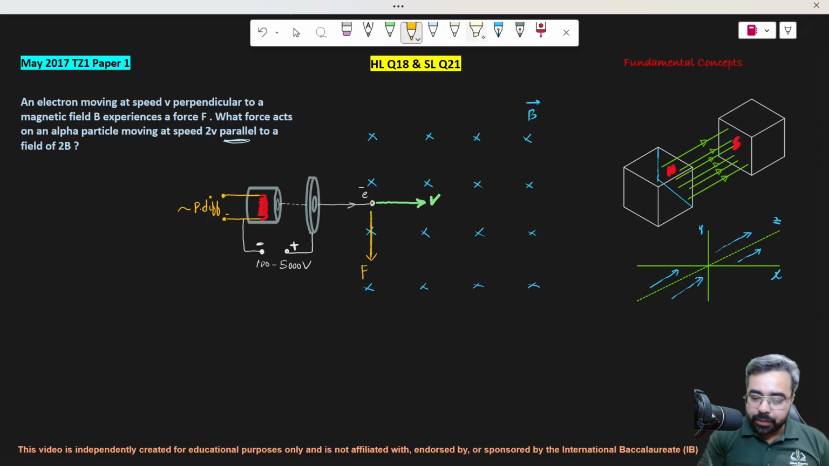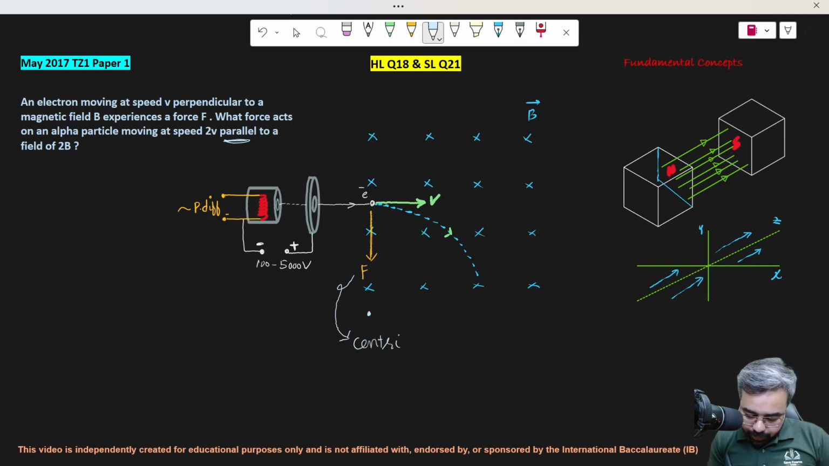Due to this force, this electron will move in a curved path, because this force is acting as a centripetal force. This is a magnetic force, and right now it is exerted towards the center. It behaves as a centripetal force because it always tries to bend the particle. So this force is equal to qvB sin theta.